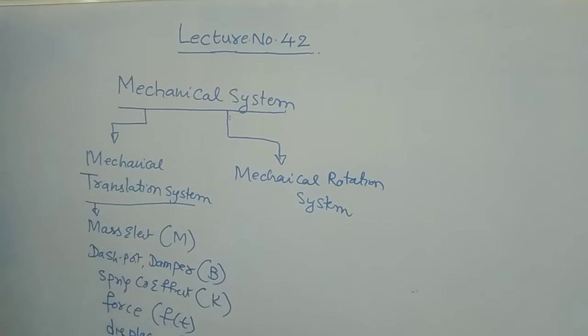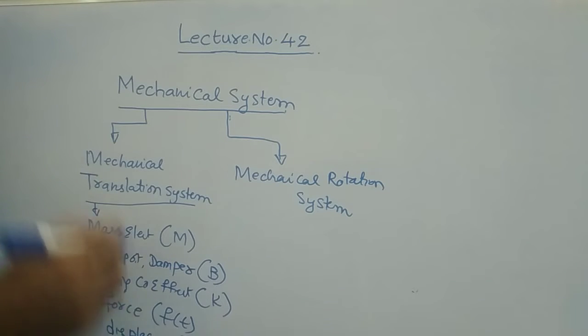I will explain the displacement later. Displacement x, and second is the velocity. Velocity is nothing but x dot, the first derivative dx by dt. These are the different quantities in mechanical translational systems.